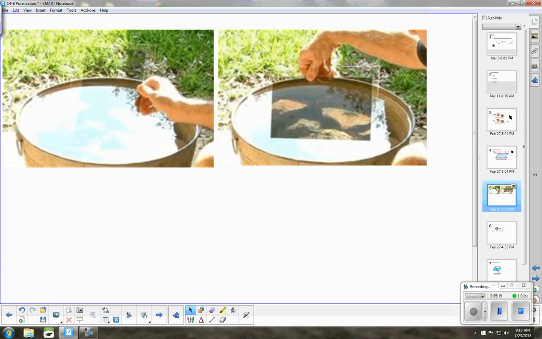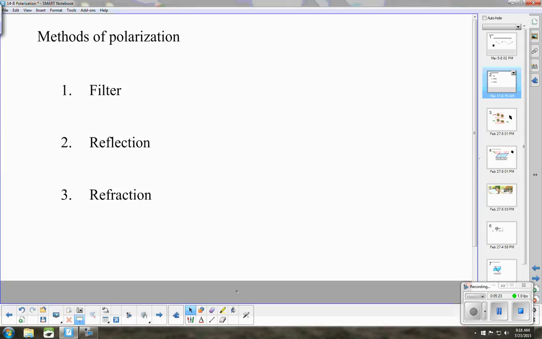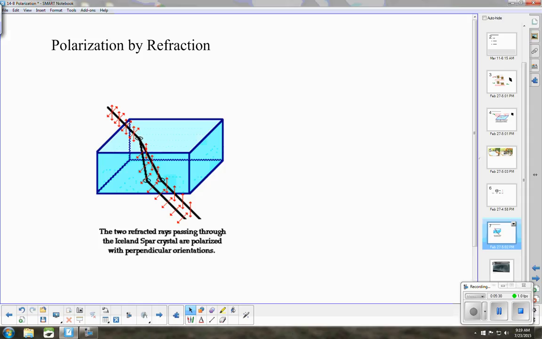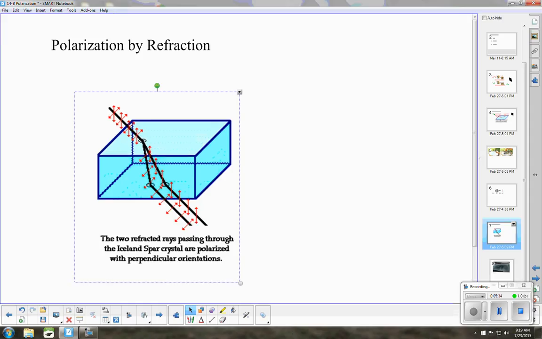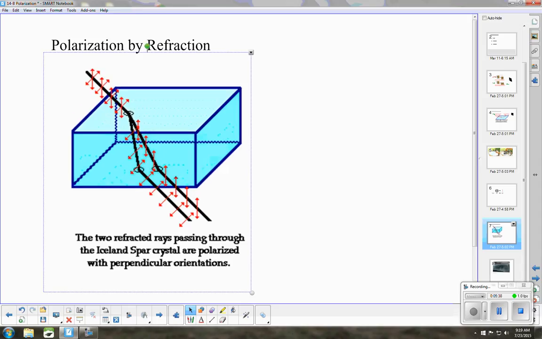Right? The third method of polarization is by refraction, and this is a rare method. It doesn't happen very often, and let me show it to you. If we take, for instance, a piece of crystal, and the type of crystal that I'm going to use in this particular case is called Iceland spar, or actually calcite. That's what this is. When we send unpolarized light through it, it has the tendency to split it up at two different refractive angles.